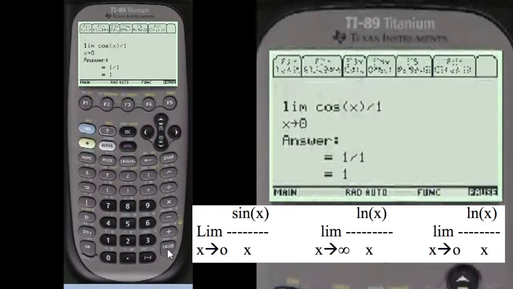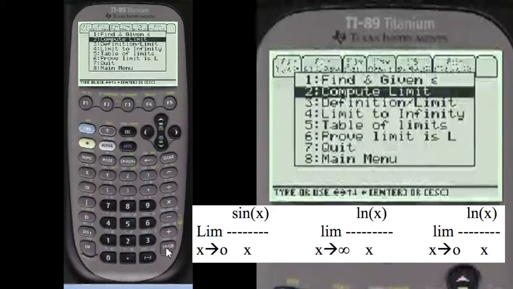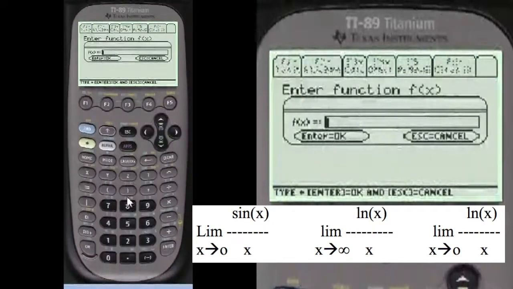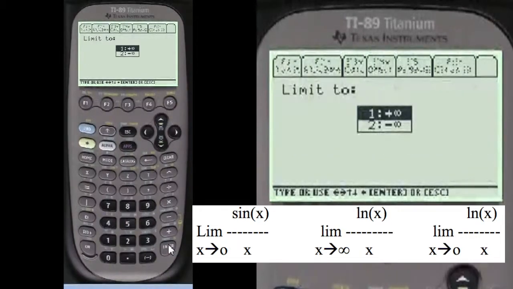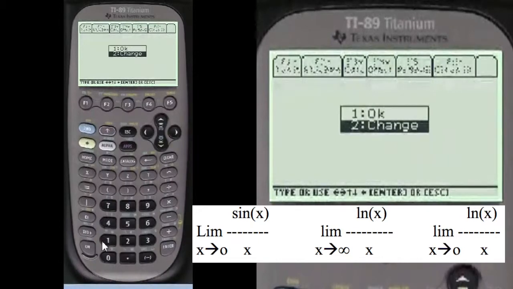I'm going to do another problem here quick for you. Go back and do a new problem. This one's going to go to infinity, so we're going to choose number 4, limits to infinity. And we're going to enter the function here: alpha, second, log of x, close off the parentheses, divided by x. And we're going to do that at positive infinity. So here's what you've entered so far. We say it's okay. We're going to choose number 1.